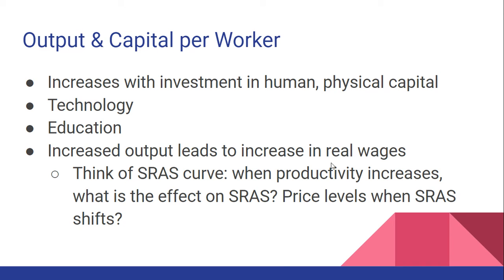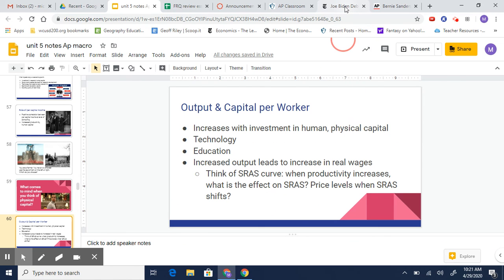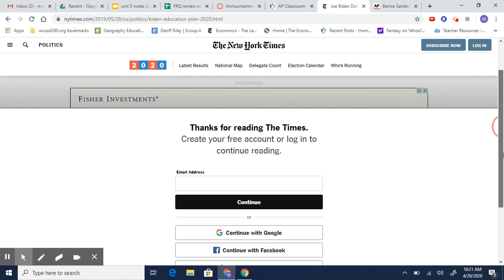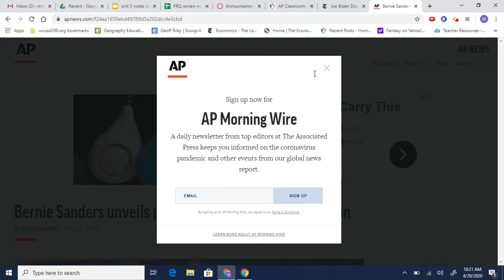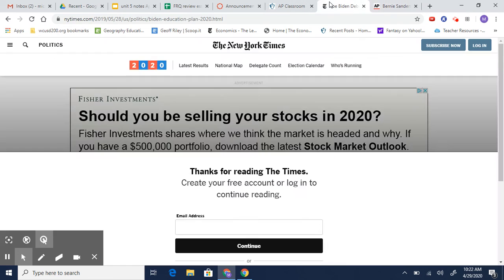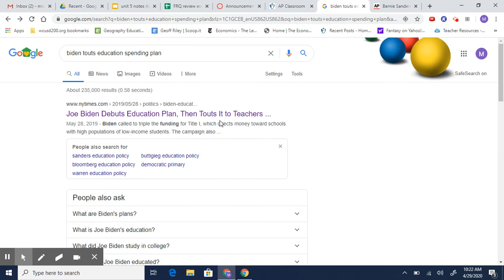Government plays a big role, and here's a couple good examples. If you follow politics, one of the things you always hear on the campaign trail is stuff like this. Bernie Sanders unveils plan to overhaul public education. Joe Biden debuts education plan, then touts it to teachers.